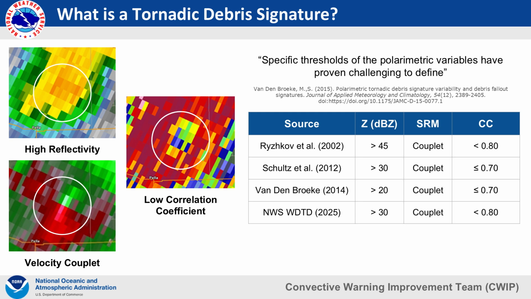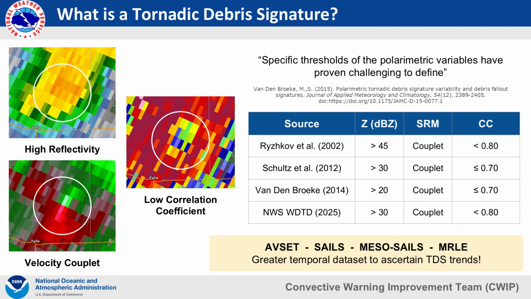Now, one thing to note is that TDS studies have noted the need for a couplet to be present to classify a signal as a TDS, but they're nebulous on what actually constitutes a couplet. And let's hang on to that thought. We'll get to that in a few slides.